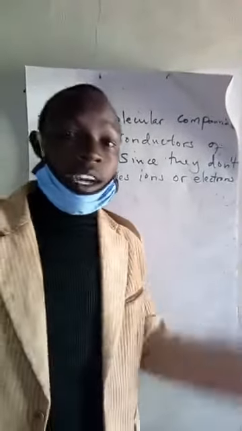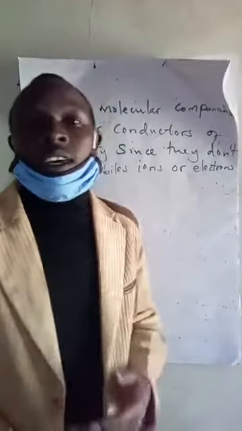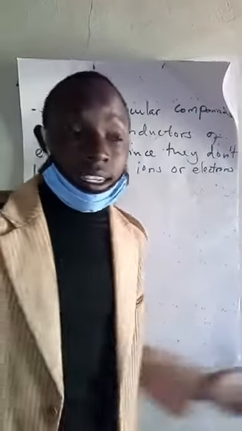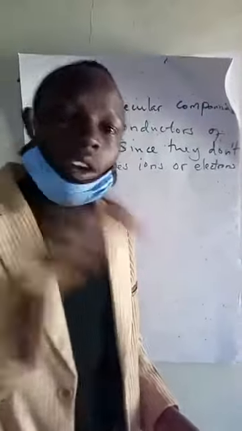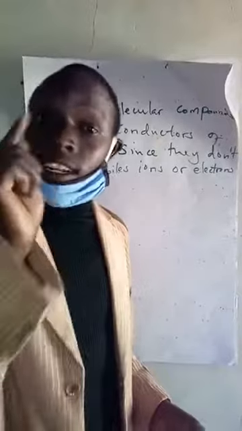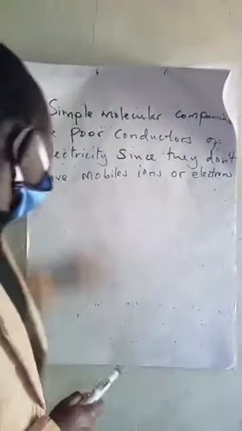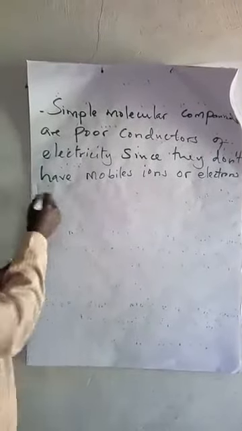The simple examples of these molecules that we have in our kitchens are like sugar. Sugar is simple molecular. Flour is simple molecular, so they do not conduct electricity. But table salt is sodium chloride. Sodium chloride is an ionic compound, so it conducts electricity in liquid or aqueous state. So these are simple molecular structures. They are poor conductors of electricity.